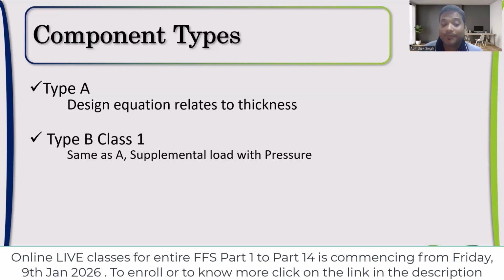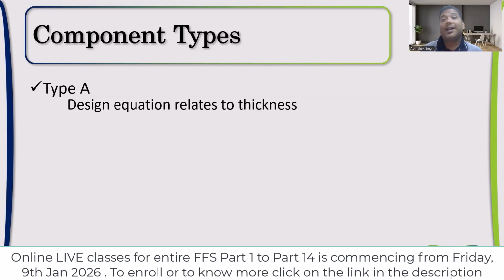Now, this is not the end of it. Apart from that, if only the internal pressure is the loading, and there is no supplemental load, then I will classify that component as type A. If you are noting it down, I request you to note it down because I have not covered everything in the slide. So type A component: the design equation directly relates with the thickness, and only internal pressure is the design loading. Two things. Then there is a geometrical limitation also. For a type A component, my h/d ratio should be less than 3.